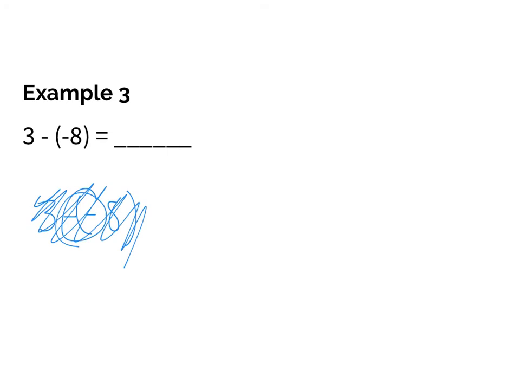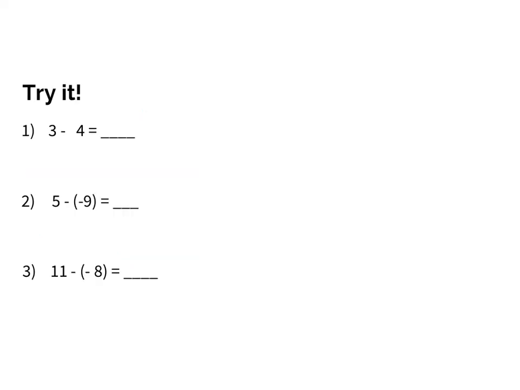So let's look up at our example. If I do adding the opposite or keep, change, change, however you like to think about it, 3 plus +8. I did keep, change, change, or I did adding the opposite. And 3 plus 8 is 11. Easy enough? Now do your 3 try it problems. Click pause and give these a try.